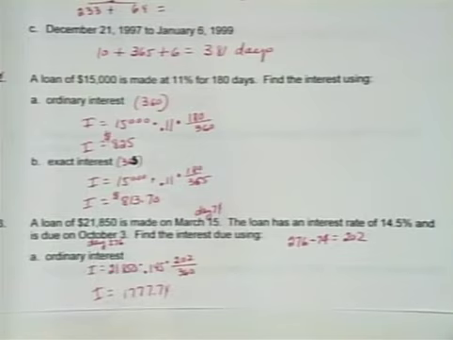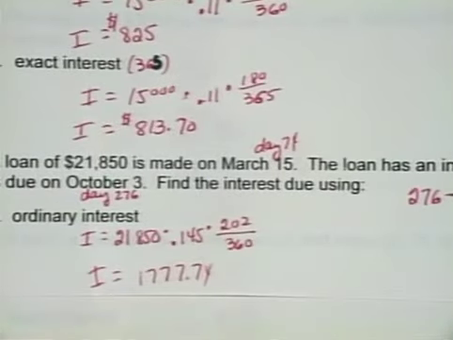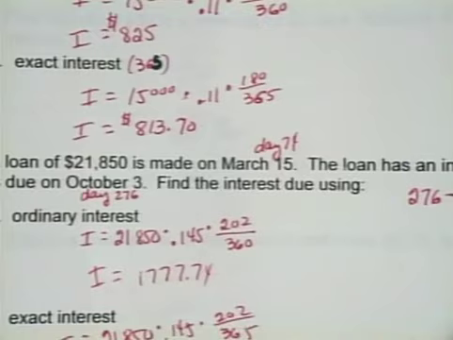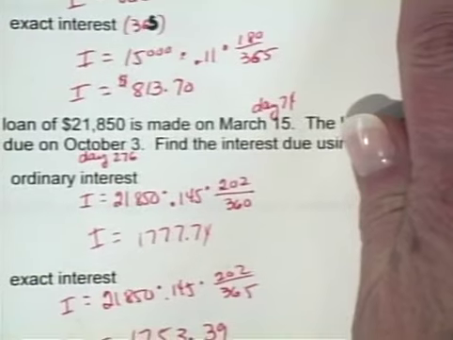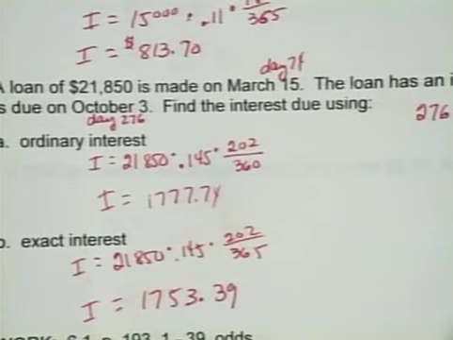So what did we get using ordinary interest? Ordinary is 360. I got $1,777.74. Using exact interest, I'm just going to do everything exactly the same except change that denominator to a 365. And I can say $1,753.39. Okay. Questions about ordinary or exact?